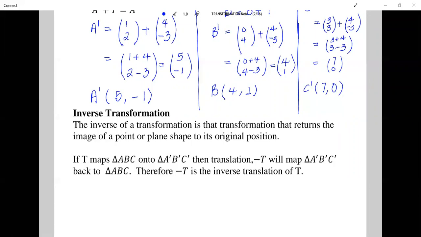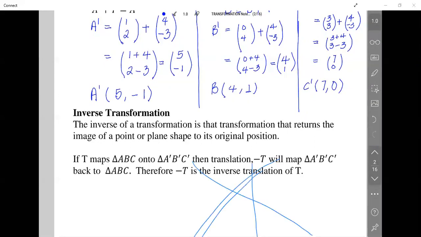So in other words, if translation T takes ABC to A prime, B prime, C prime, translation minus T will take A prime, B prime, C prime back to triangle ABC. So we say translation minus T is therefore the inverse transformation.